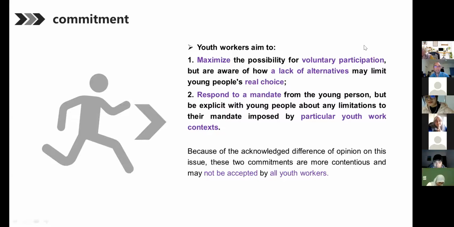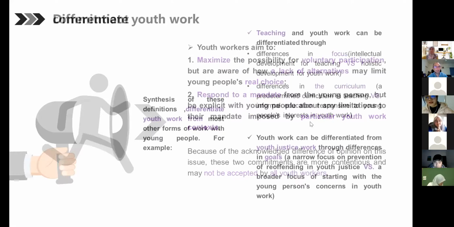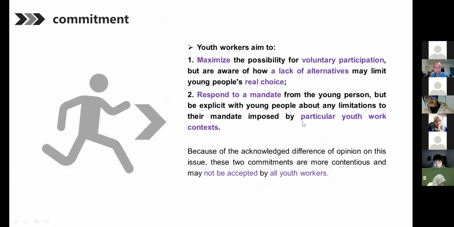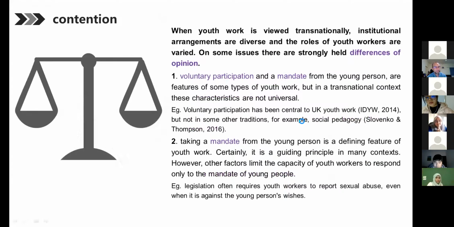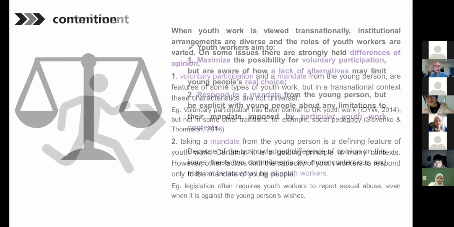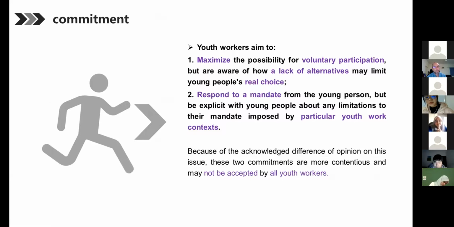Okay. So again, it goes back to the issue of voluntary participation. Go ahead. You can continue.